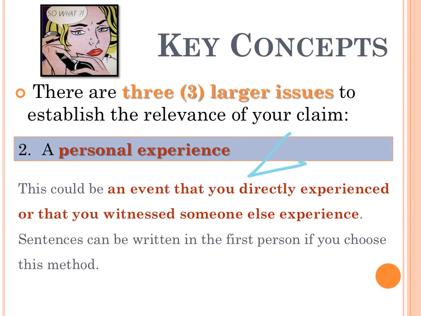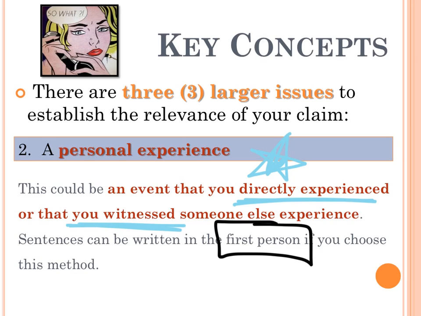A second option is to maybe use some personal experience. So this could be an event that you directly experienced, or maybe some observation that you had, something that you witnessed someone else experience. Keep in mind that if you choose this option, you can write sentences in the first person in this paragraph, and obviously because you're coming from a first person perspective, it does make sense that you'd be able to write in the first person.